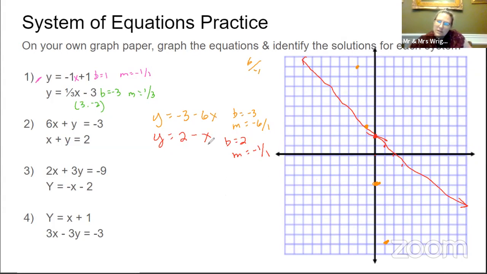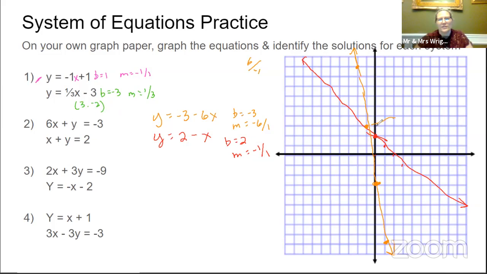Wow. All right, let me see if I can get this graphed. Again, on your paper, use a straight edge. That will help you have better looking graphs than me.